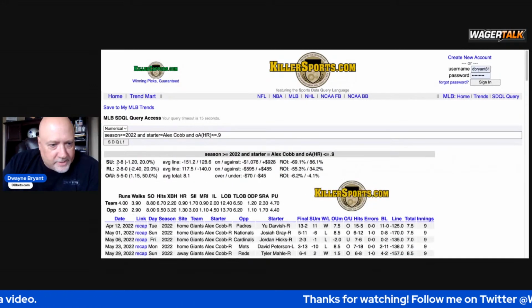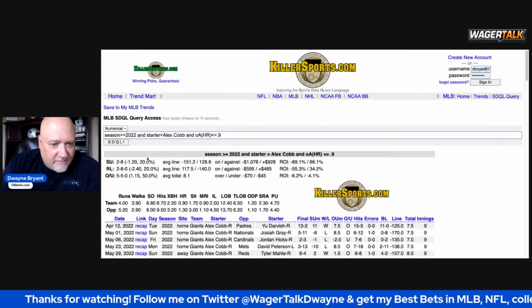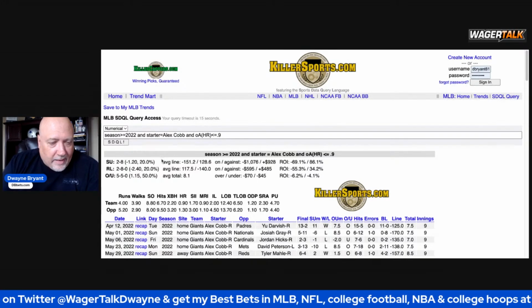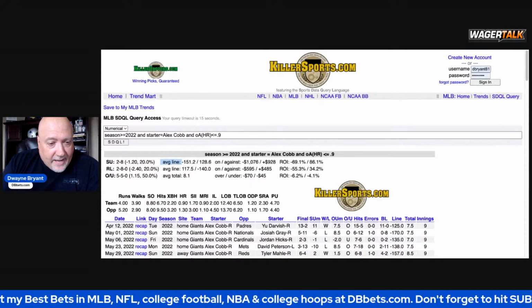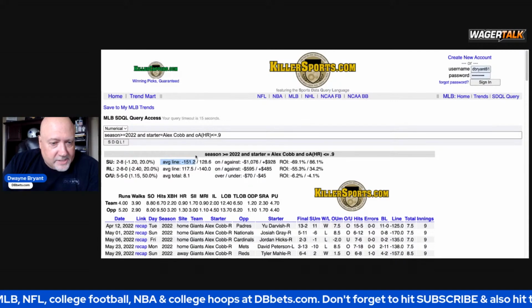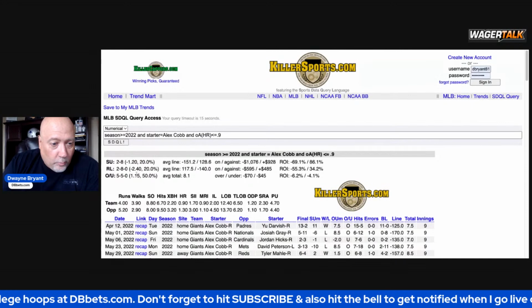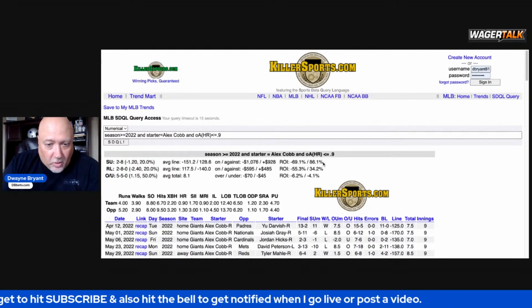And we do that, and we see that Alex Cobb is 2-8 straight up against these teams that don't have much power. The interesting part, and again, it's not always about having a trend that blows you away record-wise, but look at the average line in those games. He was an average minus 151 favorite in those games and still went 2-8. So if you faded him in those 10 games, your ROI was 86.1%.